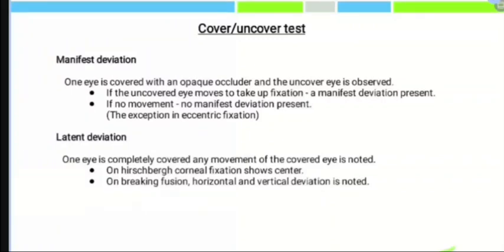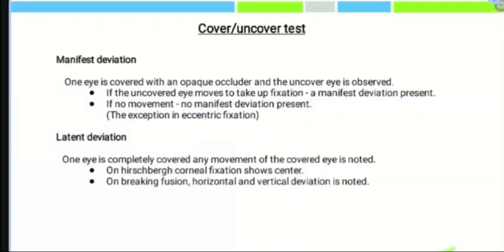When you're watching that, if the uncovered eye takes up fixation, it means the patient has a manifest deviation, and the manifest deviated eye can also have better vision, so that it is taking fixation back. If there is no movement, it means the patient does not have any manifest deviation, or the patient might have eccentric fixation, or else the patient might have poor vision in the deviated eye. What about latent deviation, that is phoria?